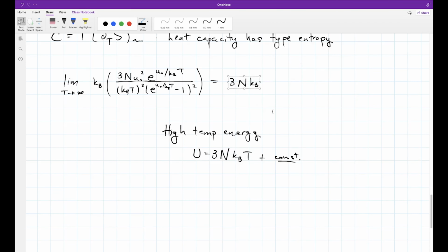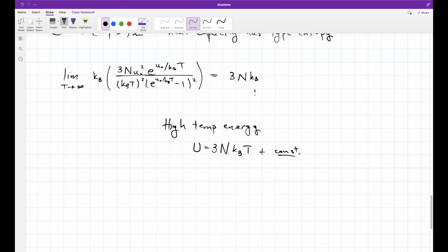So once again, we have a high temperature heat capacity which does not depend on temperature. And this is in fact an important empirical result that was found in the 19th century, which is usually given the name Dulong-Petit law. This is in fact the way that the Einstein model was to some extent empirically verified, because it predicts the Dulong-Petit law at high temperature.